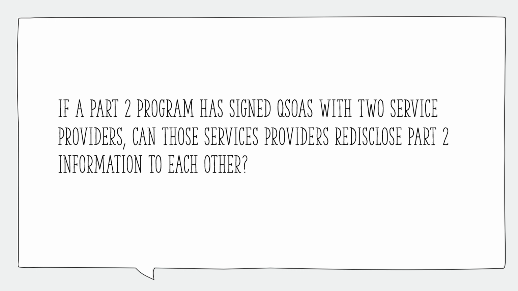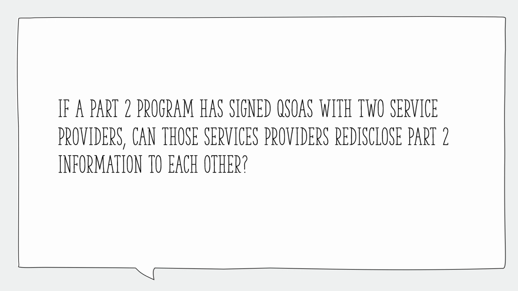So if a Part 2 program has signed QSOAs with 2 service providers, can those service providers redisclose Part 2 information to each other? No. A QSOA is a two-way agreement between a Part 2 program and the entity that's providing the service. So for example, a lab. The QSOA authorizes communication only between the Part 2 program and the QSO.